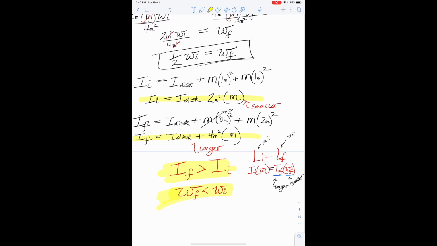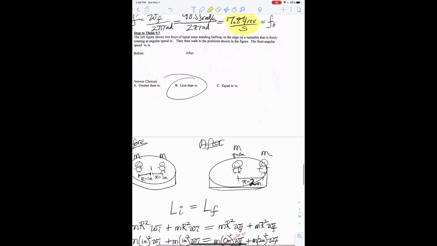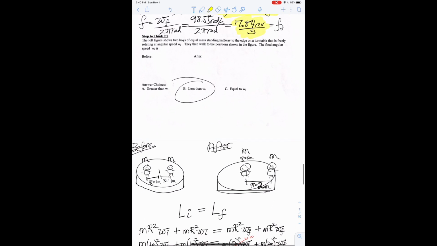All right, so the merry-go-round slows down. All right. Good. Hopefully that's making some sense. So once again, answer B is correct.